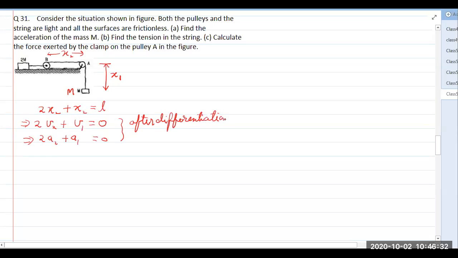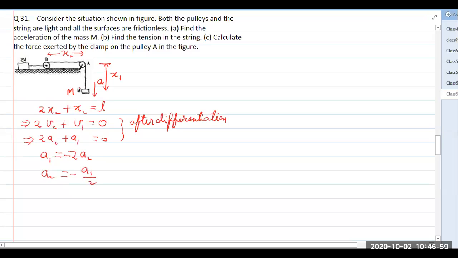We have already done this kind of thing. So we are getting a1 as minus 2a2. What does it mean? a1 corresponds to this hanging object. If this object is going down with acceleration a, then the acceleration of this one, a2, will be half of this.